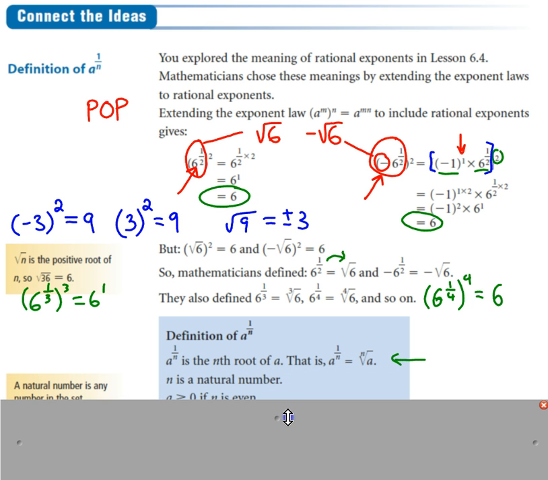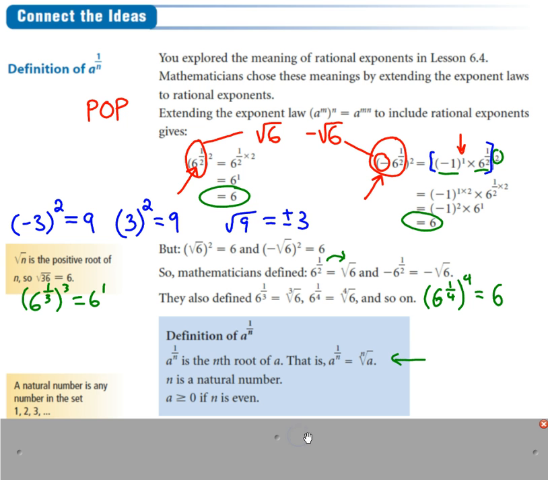There are only some conditions on this that we have to be aware of. n is a natural number. Natural numbers are numbers that start at 1 and count up the whole values. So these are the natural number sets. So n can't be a negative value. We're not going to be dealing with a base raised to the 1 over -5. That's not defined for this exponent law. The other condition, so n must be a natural number.